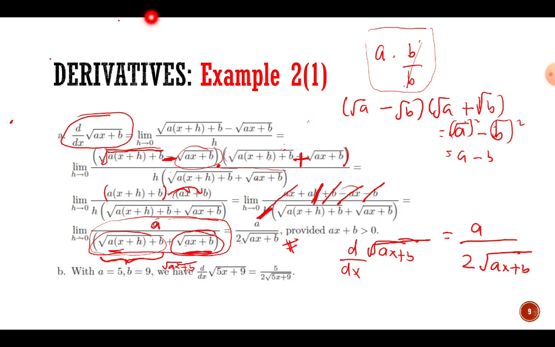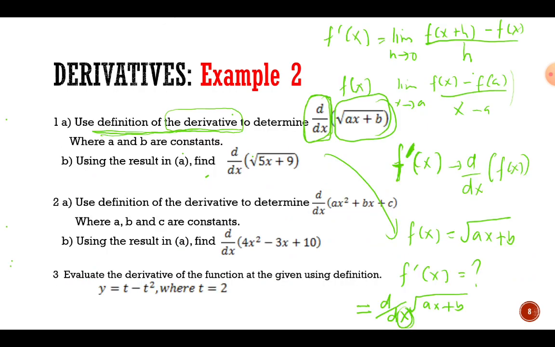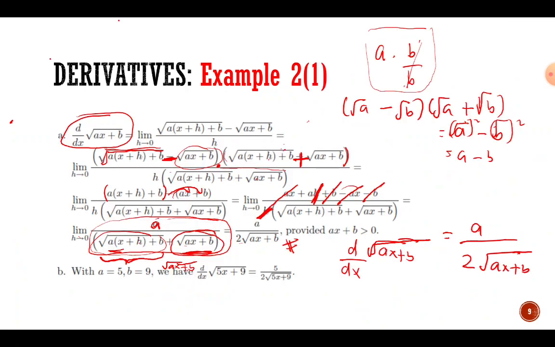Okay, soalan B pula, hopefully you all faham. Soalan B pula saya kata, using the result in A, find the d dx of square root of 5x plus 9. Kita ada sebelum ni AX tambah B. So, in this case, maknanya we know that by comparing like this, kita tahu A sama dengan 5, B sama dengan 9. Compare macam tu.